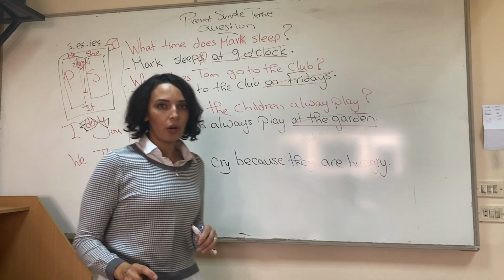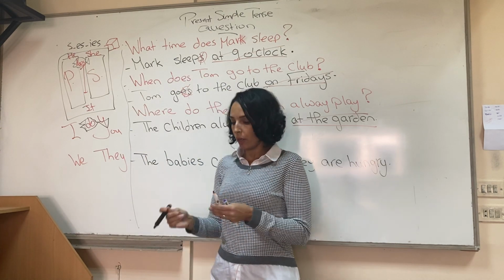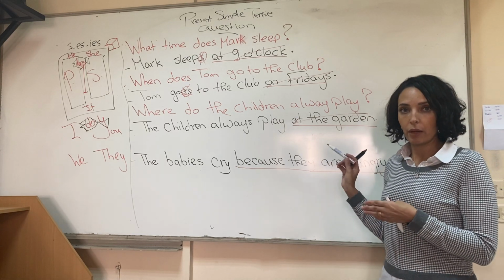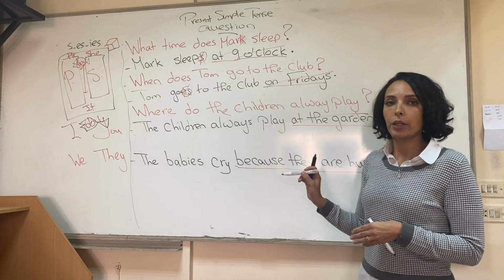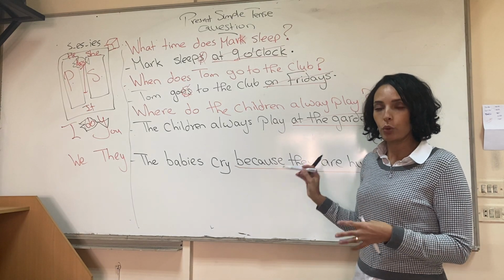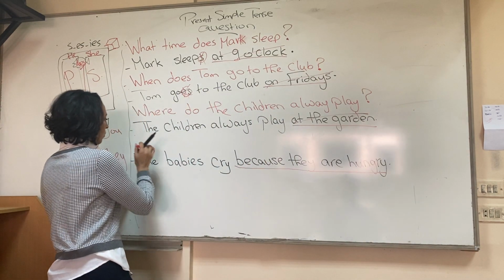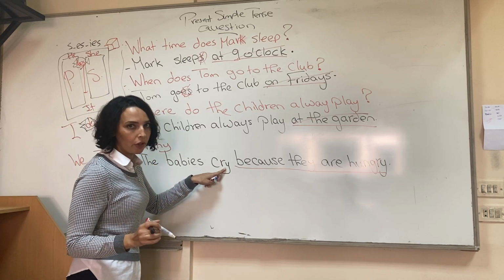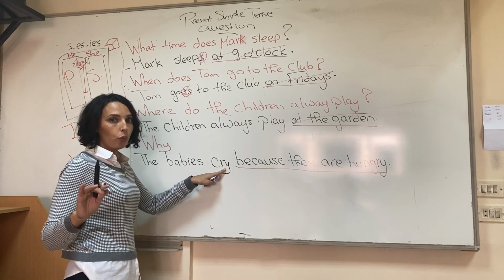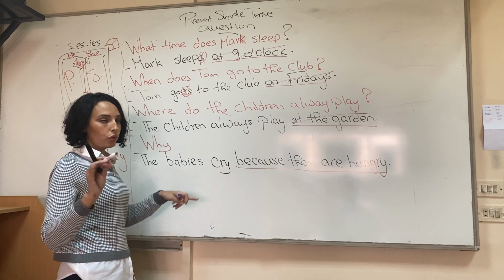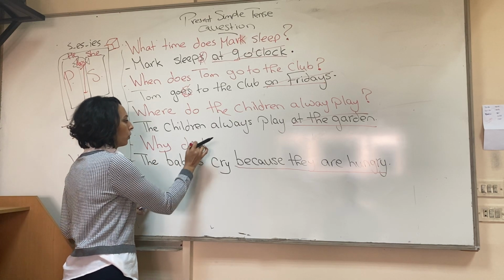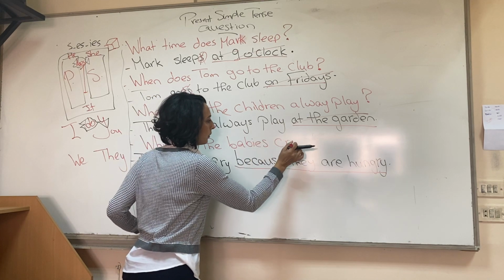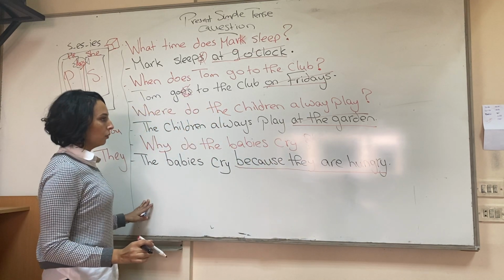The babies cry because they are hungry. I want to ask about because they are hungry. Here this is a reason. And if you see a reason, I use why. So here I write why, and then again look at the verb cry. No present, so the do fish. Why do the babies cry? Okay.